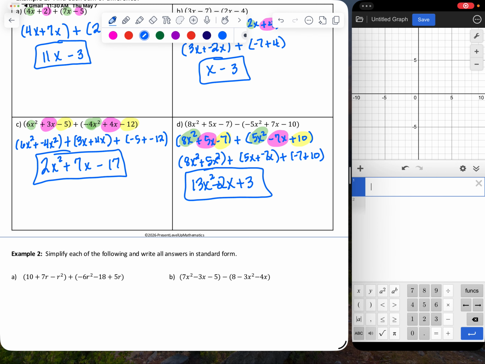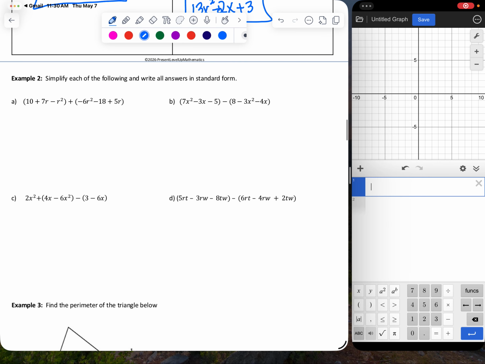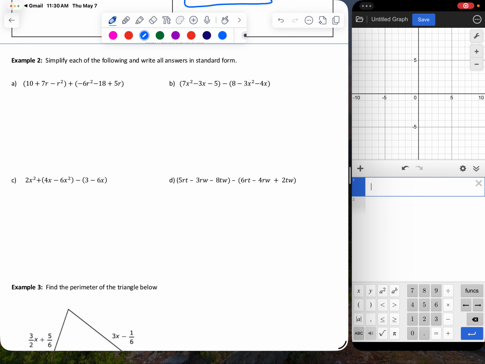If you got the problem right, let's continue on to example 2. In example 2, it says simplify each of the following and write all answers in standard form. Now, here's what standard form means. The largest power goes first.